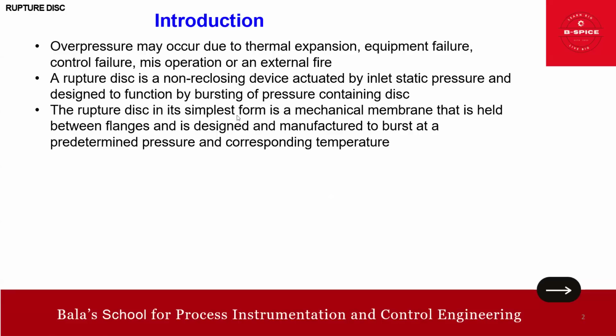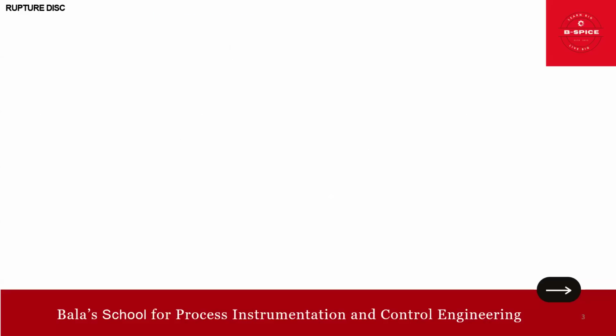So the rupture disk in its simplest form is a mechanical membrane that is held between flanges. I will explain in the next slide how it is held between the flanges. It is designed and manufactured to burst at a predetermined pressure and corresponding temperature. That's it. So this is the intro. I hope you are okay with this, right?